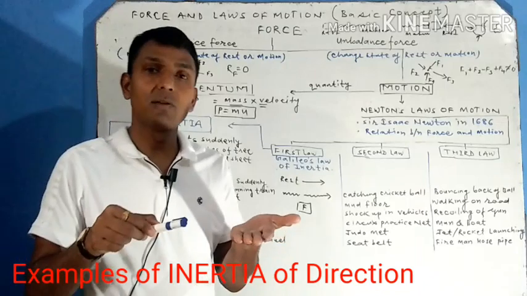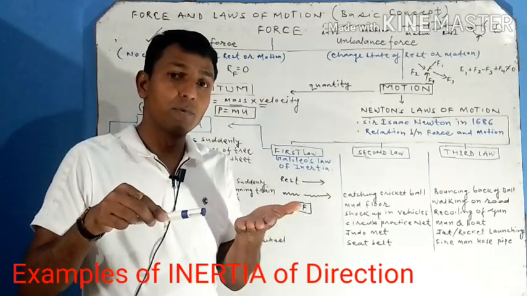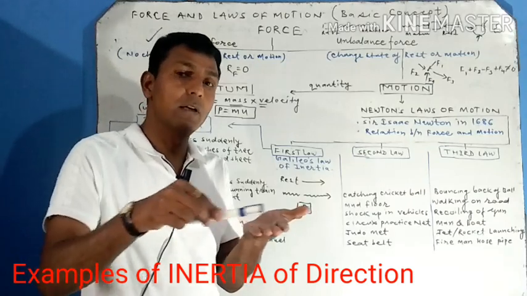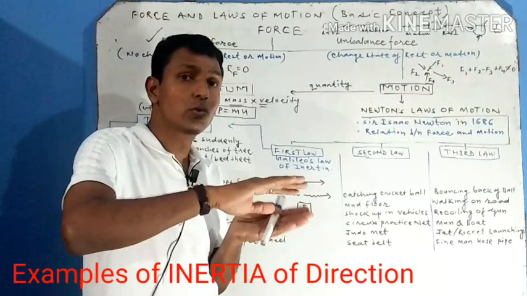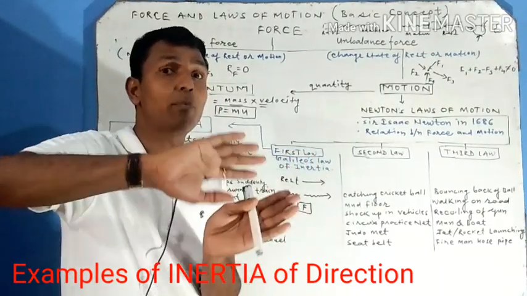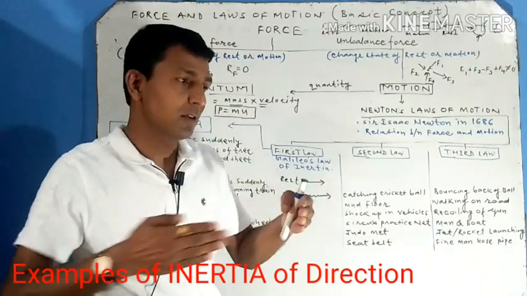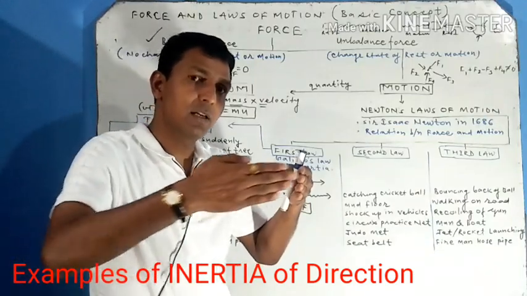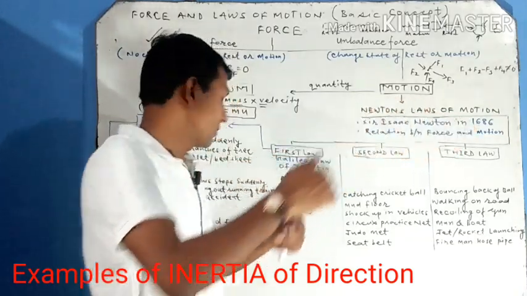And the car moving on a round, right? You can experience this when a car is moving and suddenly it reaches a curve and takes a turn. What happens? You shift towards the opposite side of your seat, because the car is suddenly running in another direction. When it takes the turn, you move in the original direction.